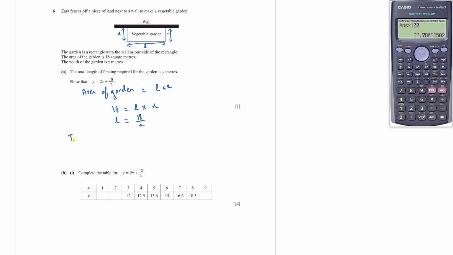So the total length of fence will be x plus L plus x. So this will be 2x plus L, where L is 18 over x meters. So you have shown that the total length of fencing required for the garden, which is y, equals 2x plus 18 over x meters.